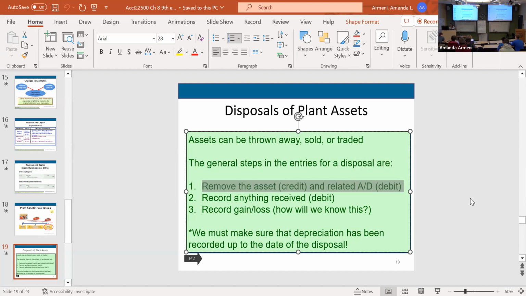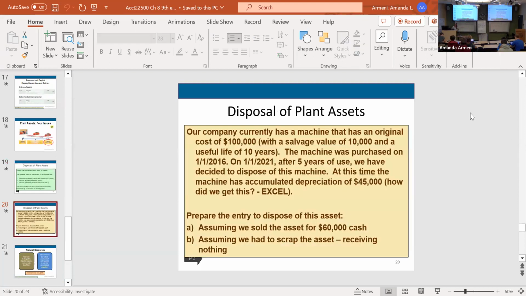Okay. So let's look at our first example. In this example, our company currently has a machine that has a cost of $100,000. That's the original asset value, $100,000. A salvage value of $10,000 and a useful life of 10 years. We bought the machine on January 1st, 2016. It's now January 1st, 2021. We've been using the asset for 5 years. Remember, our estimate was that we were going to use it for 10.